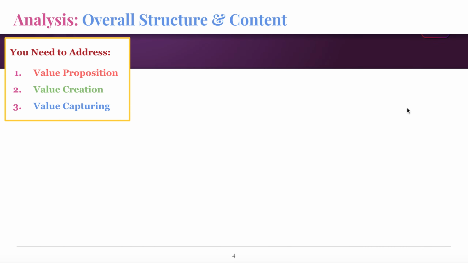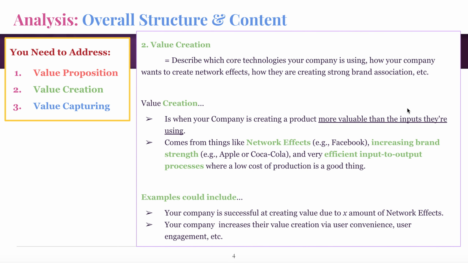Then next up, we have the value creation. So again, the value creation is basically the core concepts and technologies that your company uses, and how your company wants to create those network effects which create value. How are they creating strong brand association? All of these things are ways that they can create value. So again, this is when your company is basically creating a product more value than the inputs that they're using.